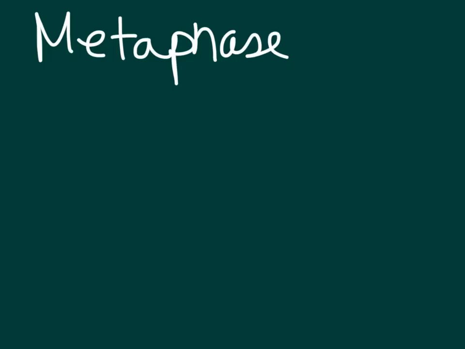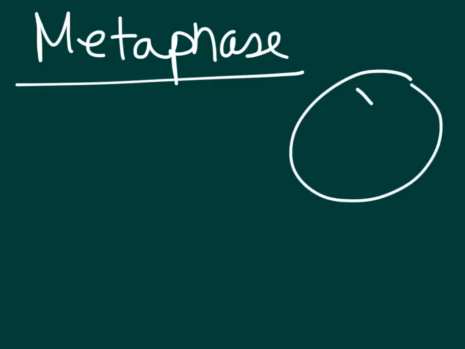So we go prophase, metaphase, PMAT. Metaphase is actually one of the simplest ones to recognize because all of the chromosomes are aligned at the center of the cell. If you see a cell where all of the chromosomes are lined up in a straight line, that's always going to be metaphase.